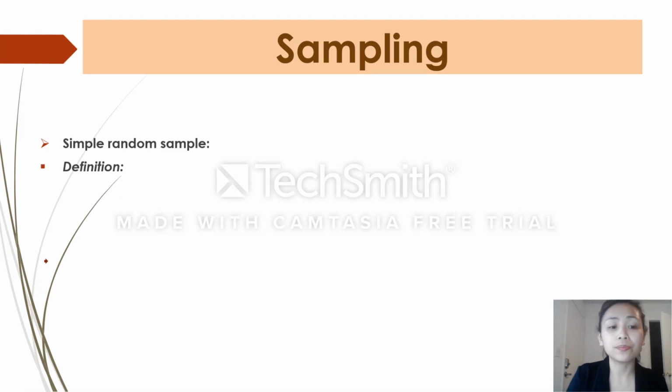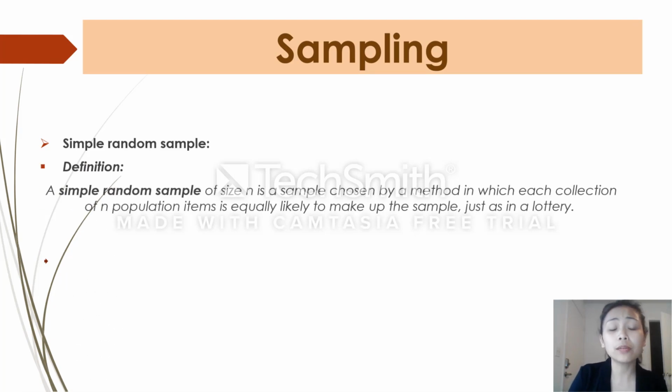So the definition: a simple random sample of size n is a sample chosen by a method in which each collection of n population items is equally likely to make up the sample, just as in a lottery game.